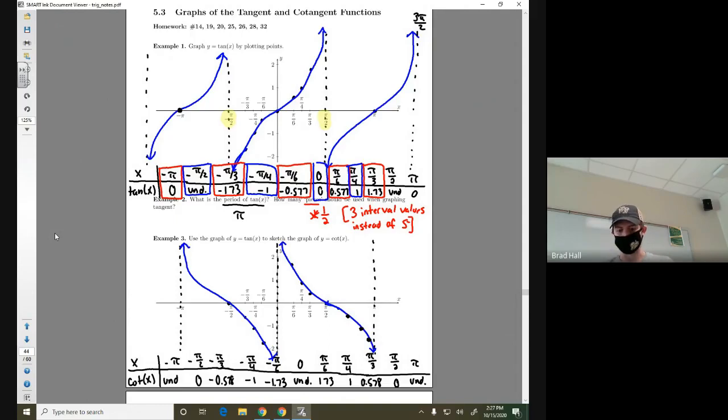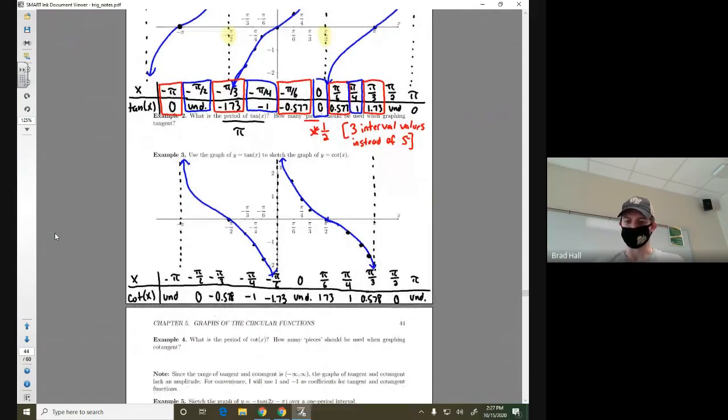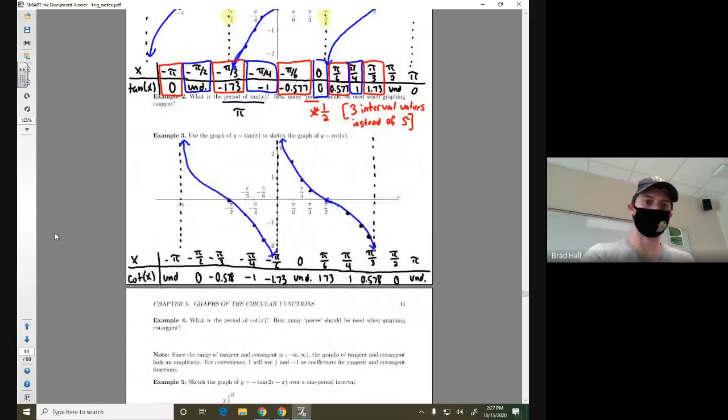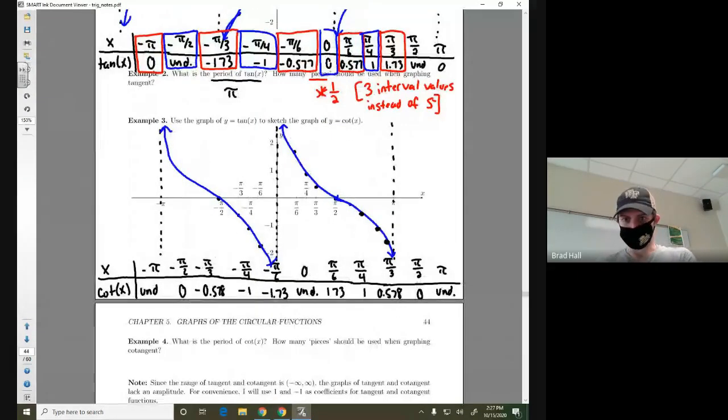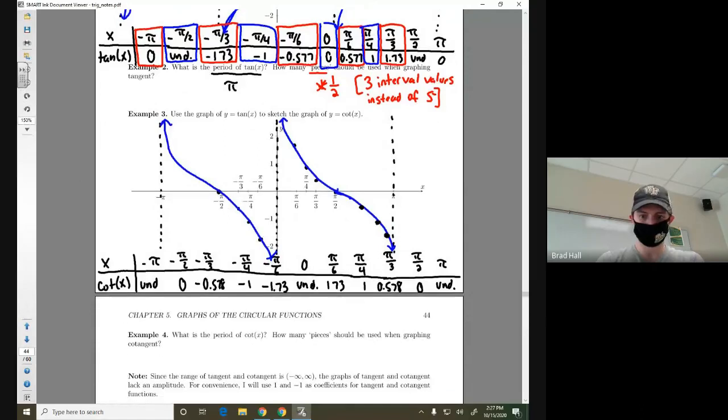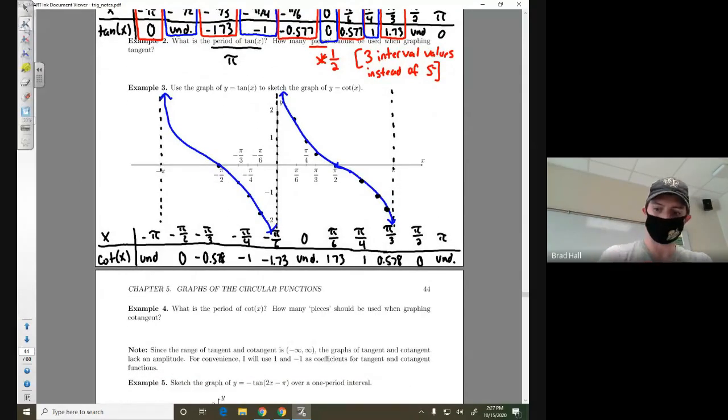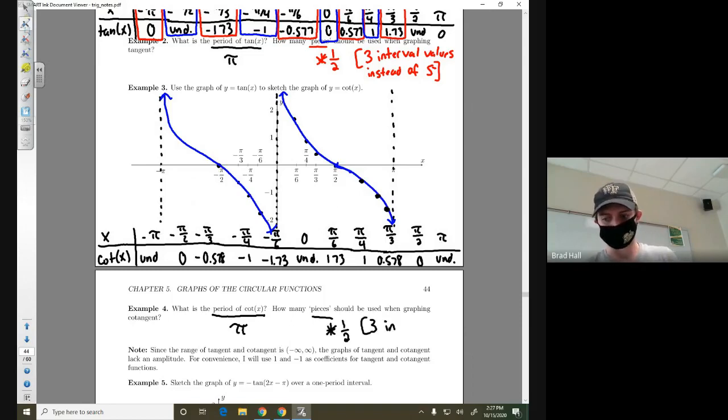That goes right into the next question. What is the period of cotangent? Well, the period of cotangent is pi. Because the width between the asymptotes, where the repeated information is happening at, is pi. Then how many pieces? It's going to be the same as before. You're just going to multiply by 1/2, and it's the same thing as before, 3 intervals instead of 5.